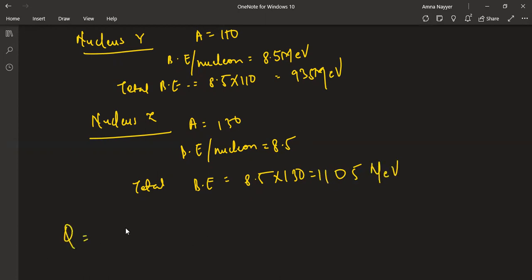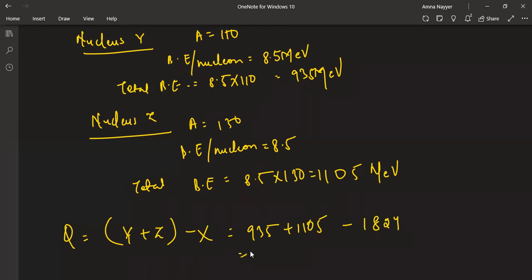Now the energy released will be Y plus Z minus X: 935 plus 1105 minus 1824. That is 2040 minus 1824. This will be 216 mega electron volt. Note it down, class.